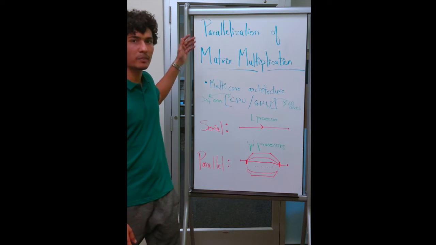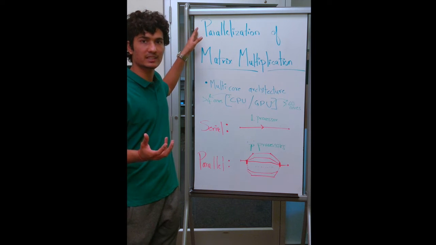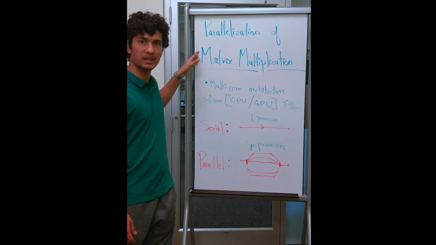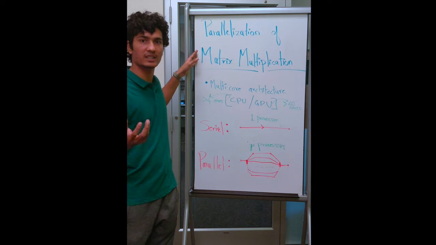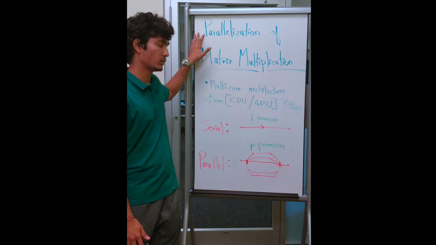You can see that the topic is divided into two segments. Parallelization is a type of optimization technique, whereas matrix multiplication is a mathematical operation and it is a problem domain. Let me first discuss parallelization.